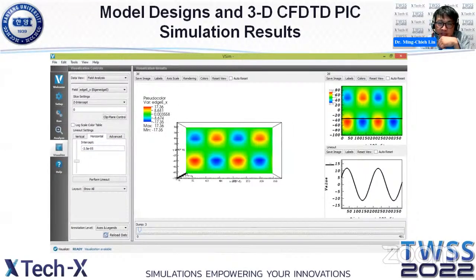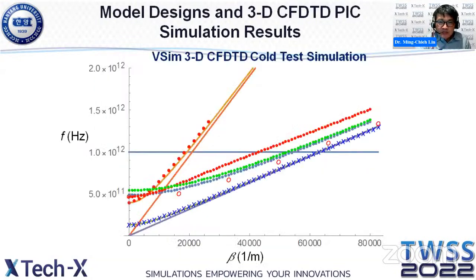Okay, with this information we can get these eigenvalues and plot them. This is not available in VSim, so you have to do this manually. After you get the eigenmode, you have to measure the wavelengths, so you can get these symbols. This is for the VSim simulation, and as you can see, it agrees with the dispersion well. So we verify that we can get the LSM11 mode from these cold-test simulations.